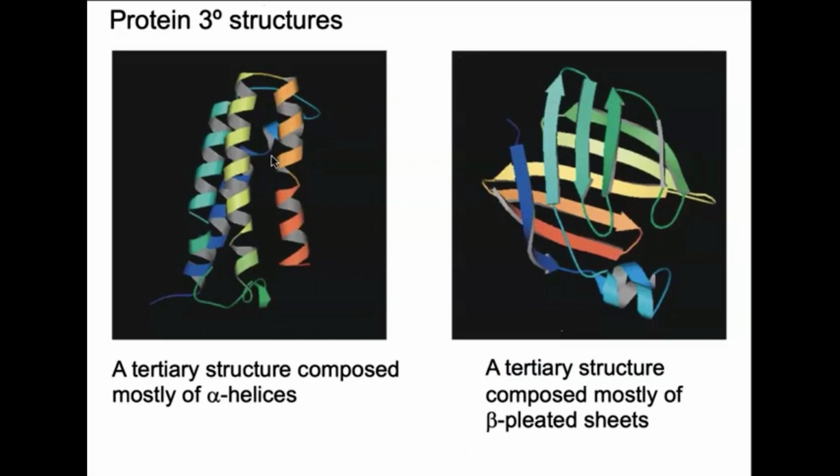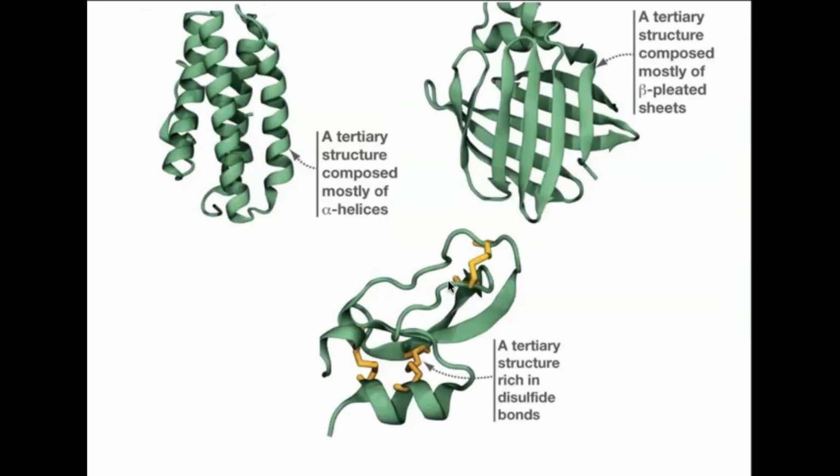Now, there are some protein tertiary structures that may be almost entirely alpha helices, and there are even some that are almost entirely beta pleated sheets. This one's got a little bit of alpha helix down here. So sometimes the shape of that protein is more based on those structures, but it generally will have one or the other.